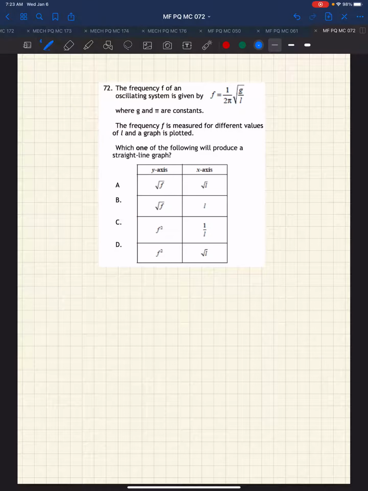So in this question, we're given an equation where g and pi are constants, and we want to make a graph which will produce a straight line graph. So we are being asked to linearize. So f equals 1 over 2 pi times the square root of g over L.